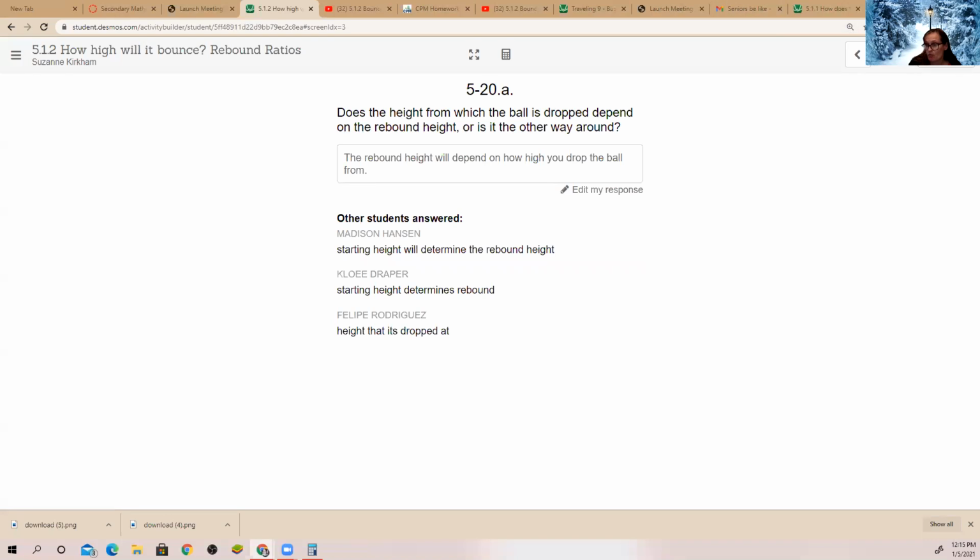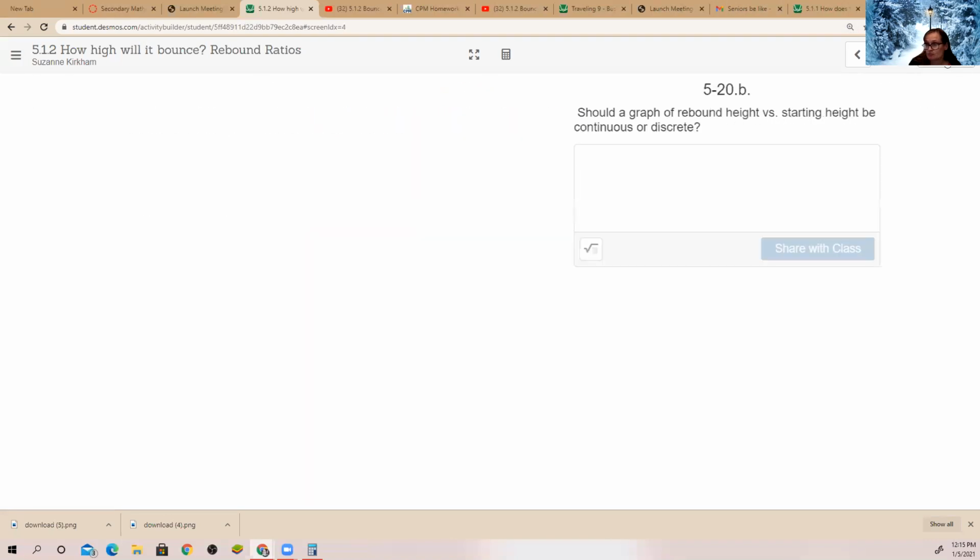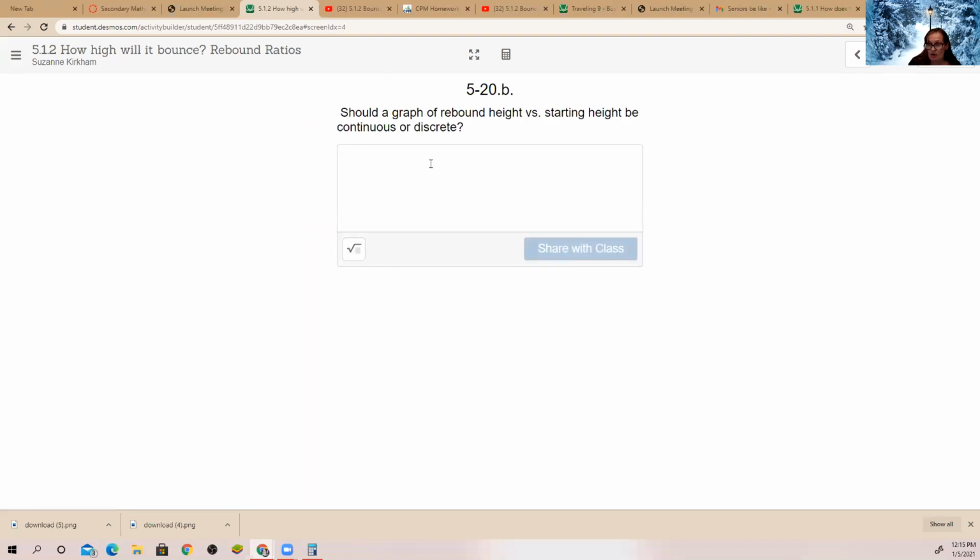Okay, page 4. Should a graph of rebound height versus starting height be continuous, or should it be discrete? So continuous is where it's a line, discrete is where it's points. So what do you think? Should it be discrete or continuous? Should it be points or a line?